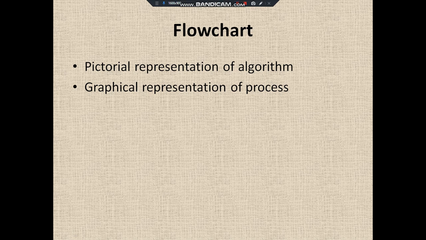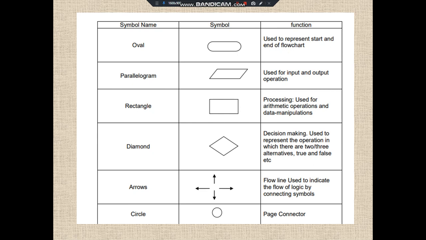Good afternoon all. So today we'll study the third part from unit number 1, which is a flowchart. Flowcharts are nothing but the pictorial representation of the algorithm, or you can say a graphical representation of the process. Whatever instructions are given in the algorithm, you need to display those instructions in a graphical format in the case of a flowchart.